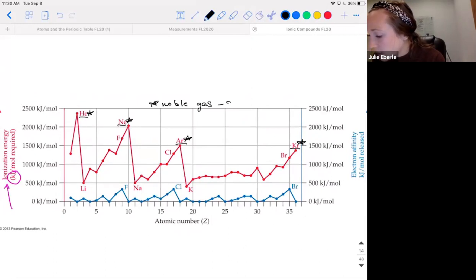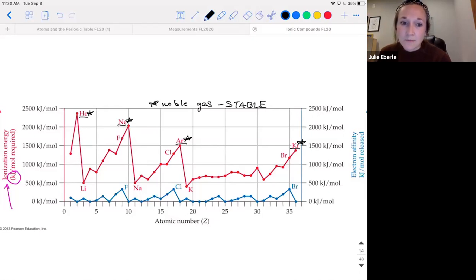And we said these are already stable. So it makes sense. Why in the world would they want to give away an electron if they're already stable? They don't. So they're going to make their borders or their boundaries so high when it comes to ionization energy that we almost can't pay them enough energy to give away an electron. They want to keep the amount of electrons that they have. They've got 8 in their valence. They're stable. So that's why they have the highest ionization energies.